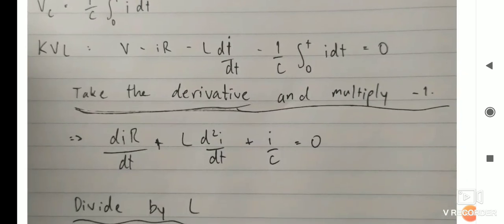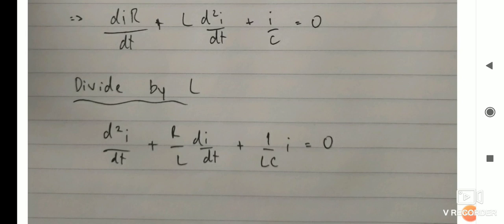To simplify a little bit, we take the derivative and multiply by -1, which will give us di/dt times R plus L times the second derivative of I, d²i/dt². Sorry, there is a typo here. After dt there must be a small 2, indicating that it is a second derivative. Alright, so the third term is plus I divided by C, and all of that is equal to 0.